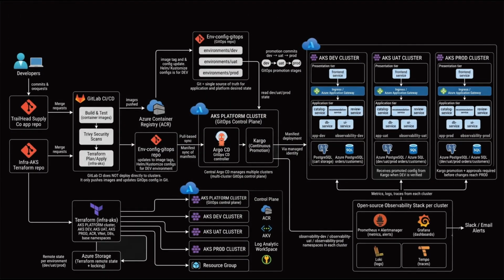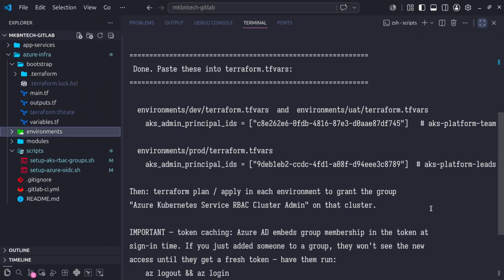It's time to provision our shared environment using Terraform and GitLab CI. This will host our shared Azure Container Registry along with an AKS cluster where we're going to install Argo CD and Kargo. Let's head back to our VS Code.